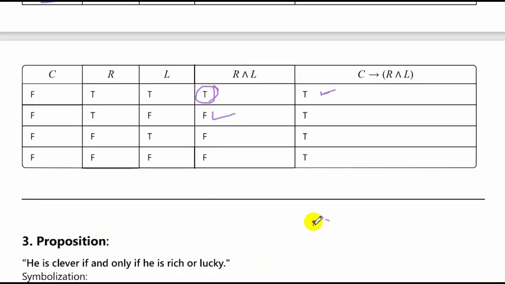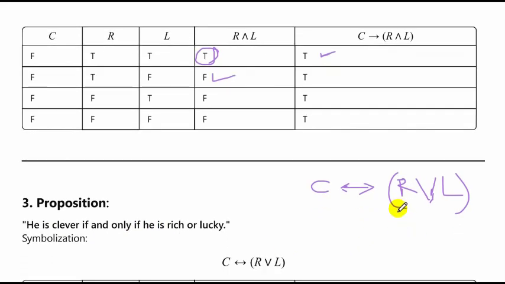He is clever, if and only if. This is the symbol we have to use for if and only if. He is rich or lucky, all in capital letters. He is clever if and only if he is rich or lucky. Now the truth table would be, because we need to solve the R or L scenario first, then we will solve the C if and only if scenario.